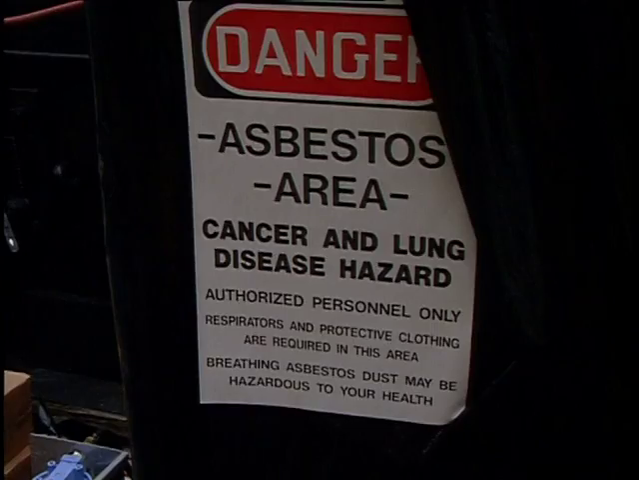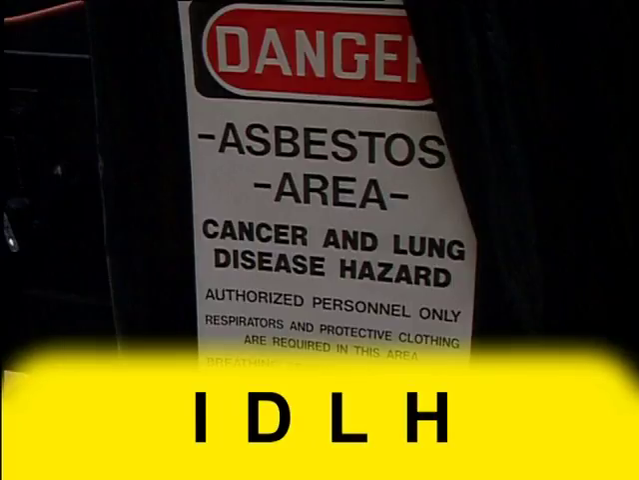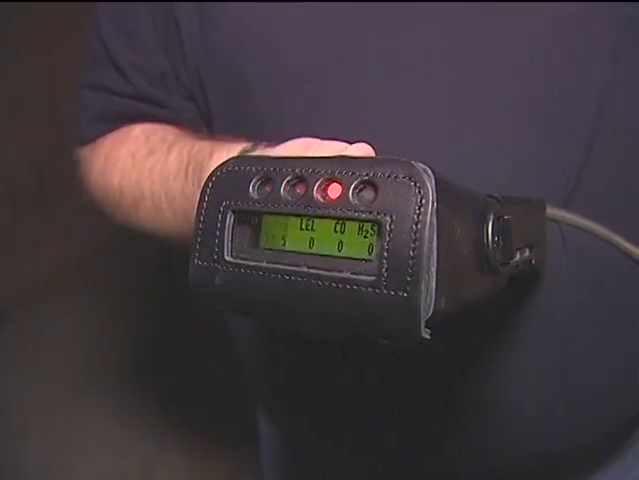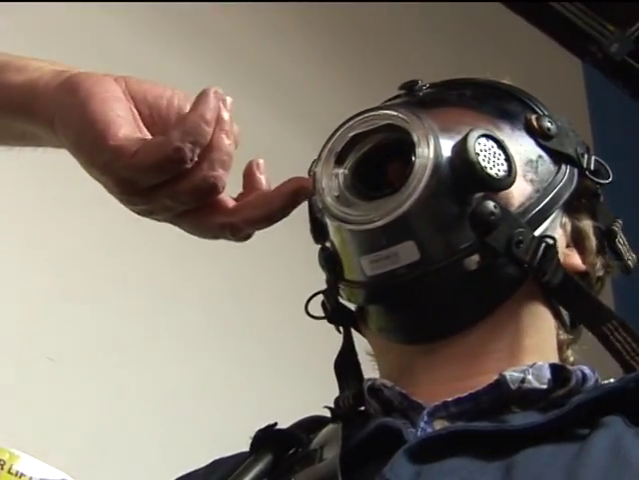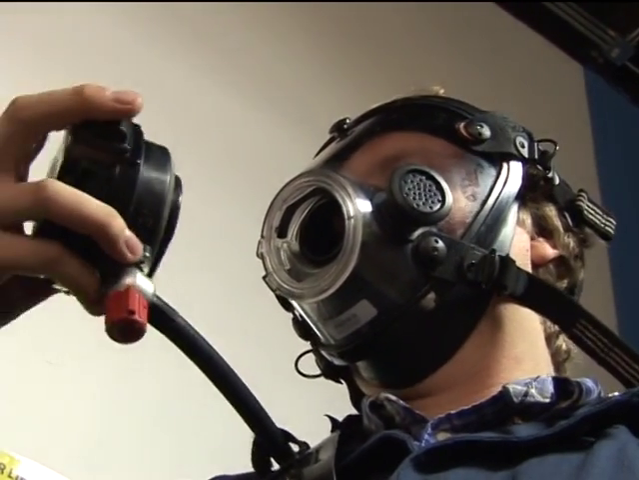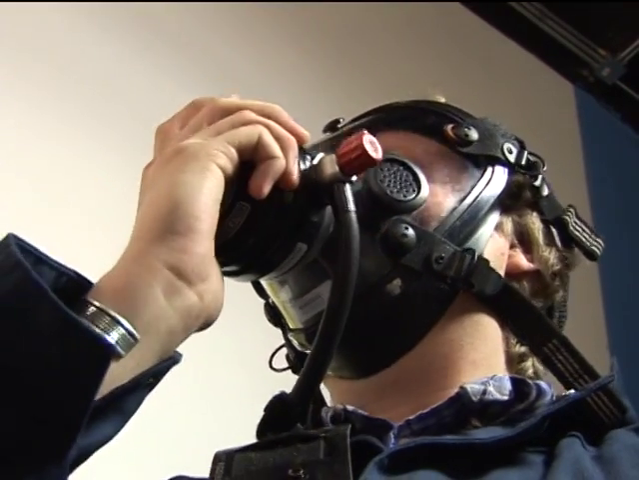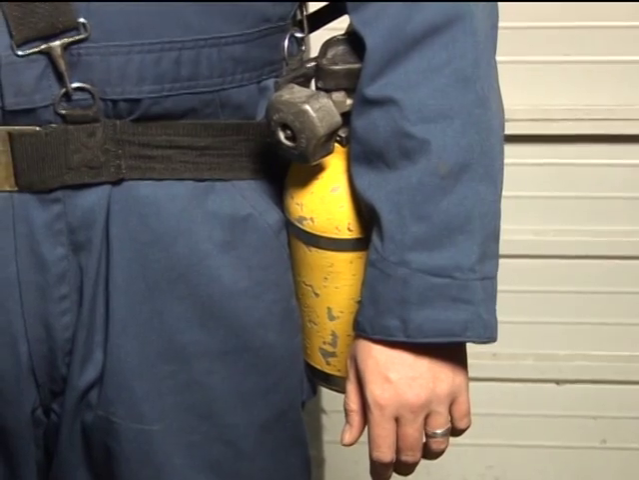Never enter an area designated to be immediately dangerous to life or health, or IDLH, without a proper respirator and training on the atmosphere. All oxygen-deficient atmospheres are considered to be IDLH. Respirators considered for use in an IDLH atmosphere are a full facepiece pressure demand SCBA, certified by NIOSH for a minimum service life of 30 minutes, or a combination full facepiece pressure demand supplied air respirator with auxiliary self-contained air supply.